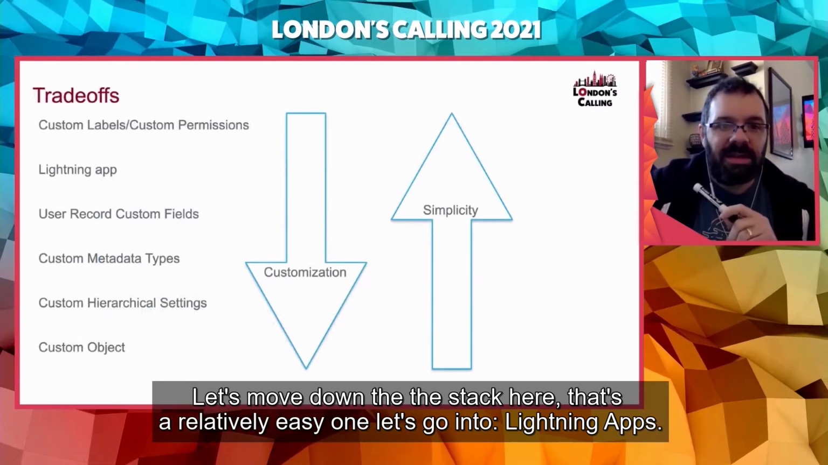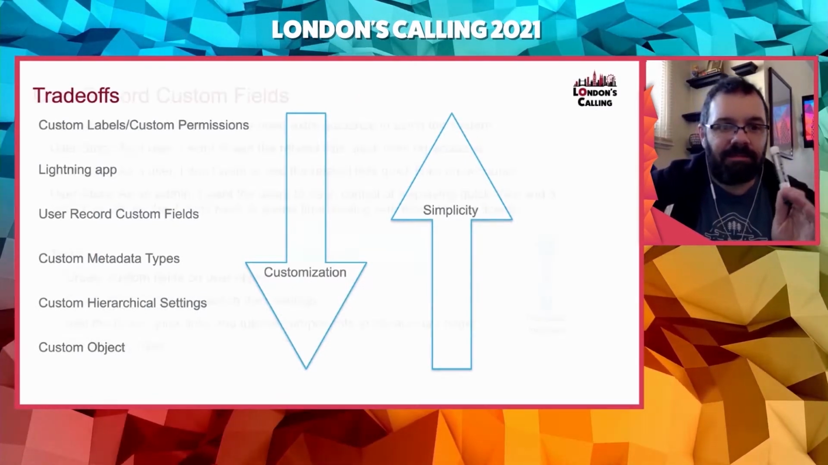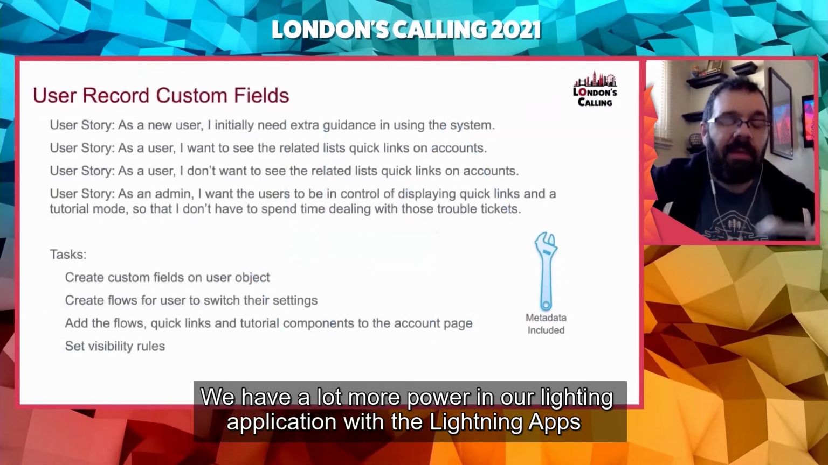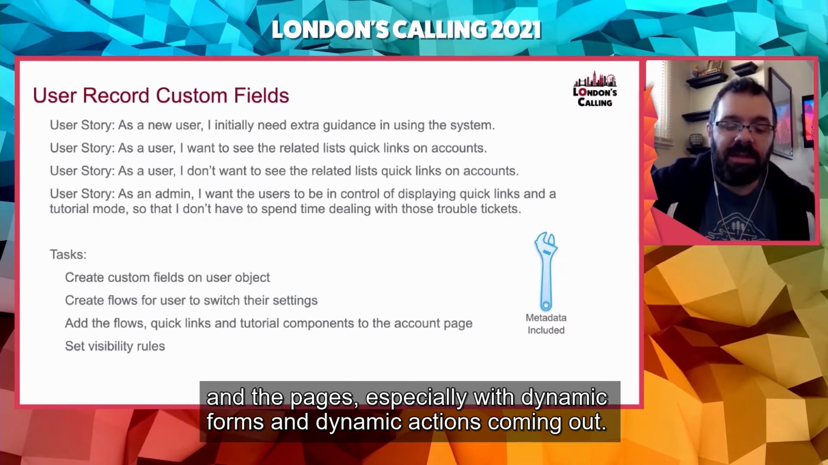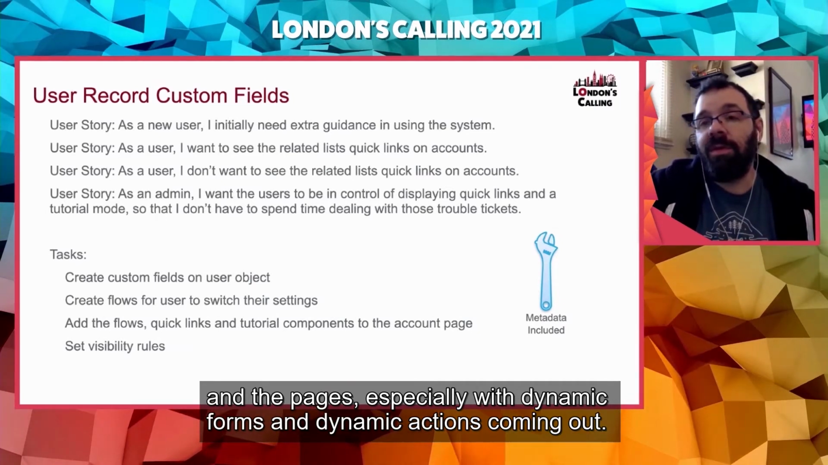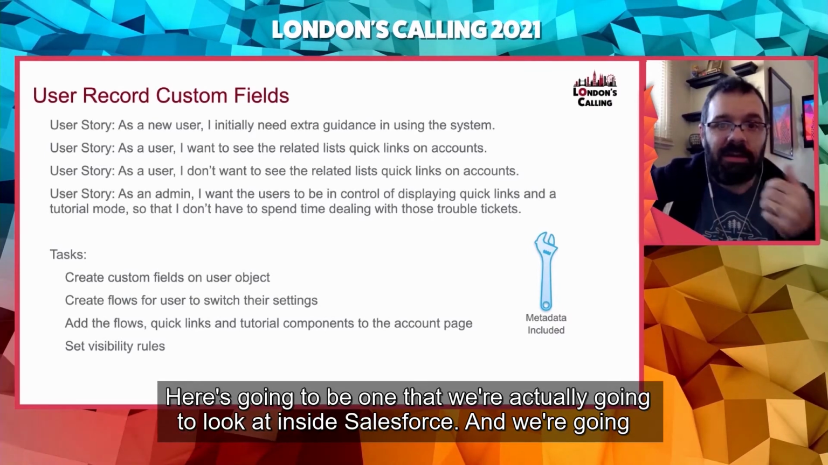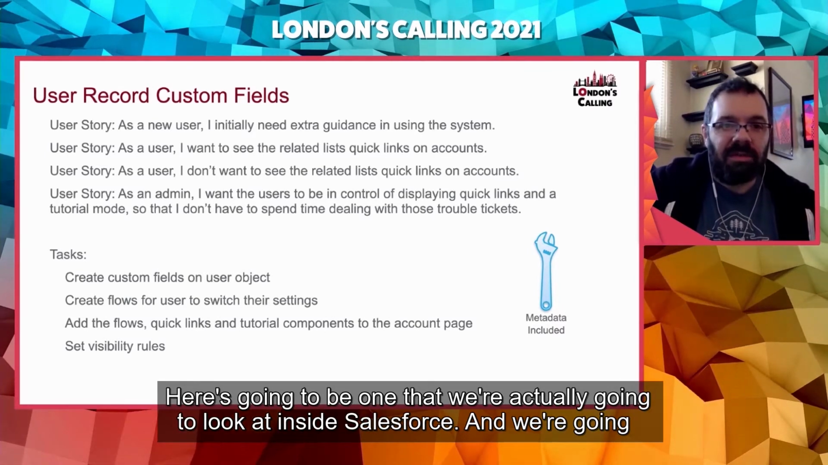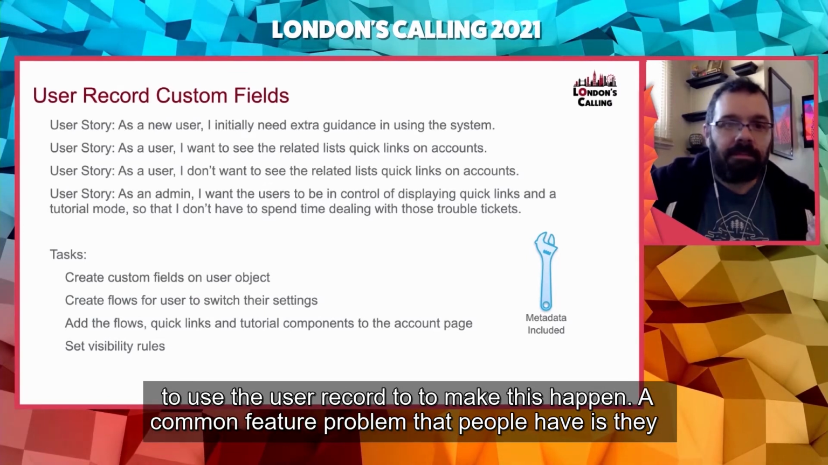Let's move down the stack here. That's a relatively easy one. Let's go into Lightning apps. We have a lot more power now with Lightning apps and the pages, especially with dynamic forms and dynamic actions coming out. Here's one that we're actually going to look at inside Salesforce, and we're going to use the user record to make this happen.